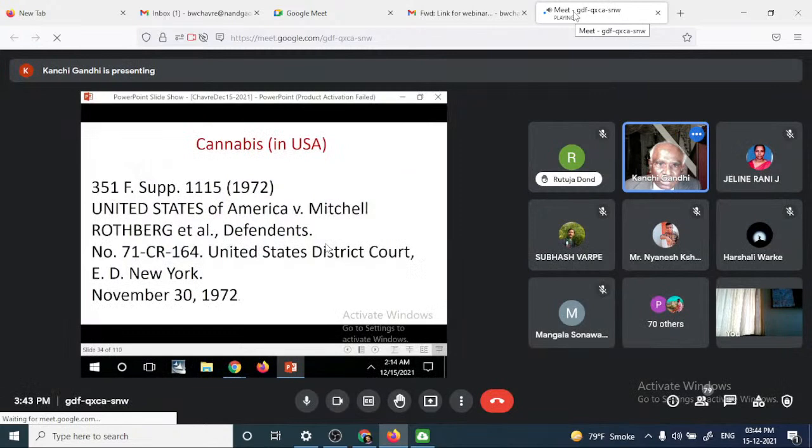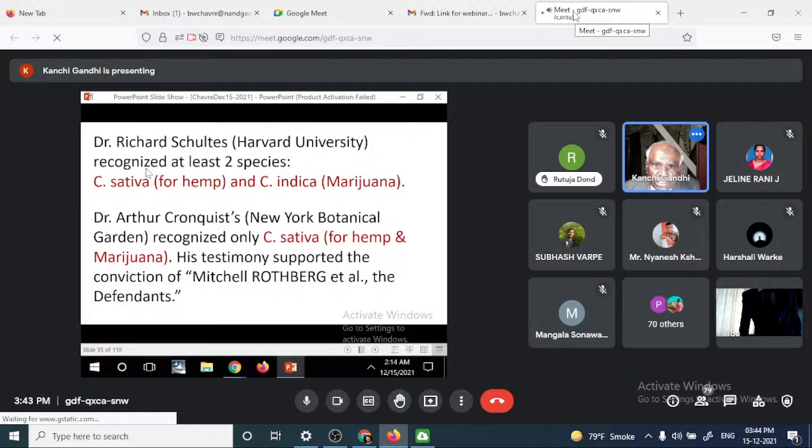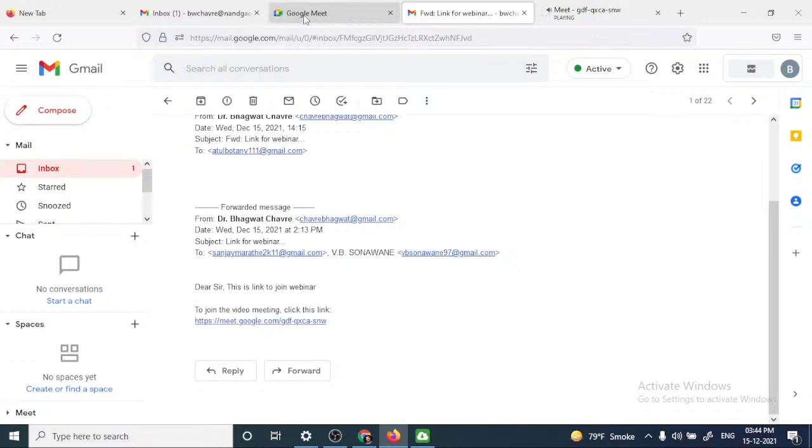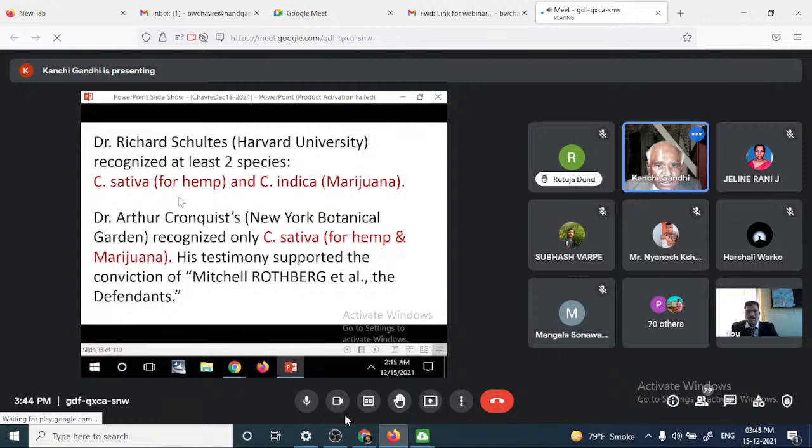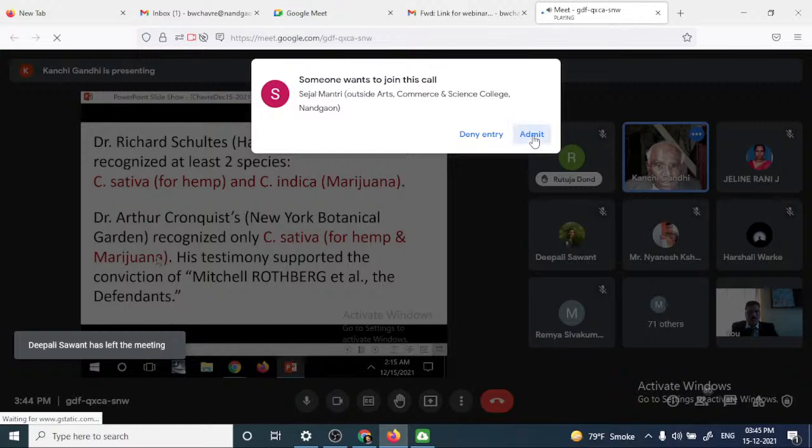So now there were two leading scientists at that time, Dr. Richard Schultes from Harvard University, a very well-known, famous ethnobotanist, and Dr. Arthur Cronquist from New York Botanical Garden, a world-known plant taxonomist. These two people had two different opinions. Dr. Schultes recognized two species, sativa for hemp and indica for marijuana. Cronquist didn't think that they are two separate species, and there is only a single species called sativa.